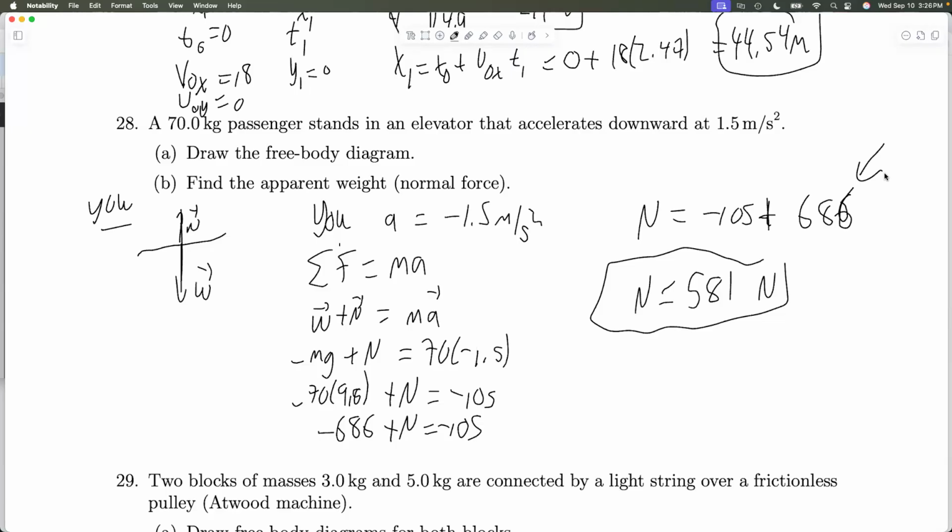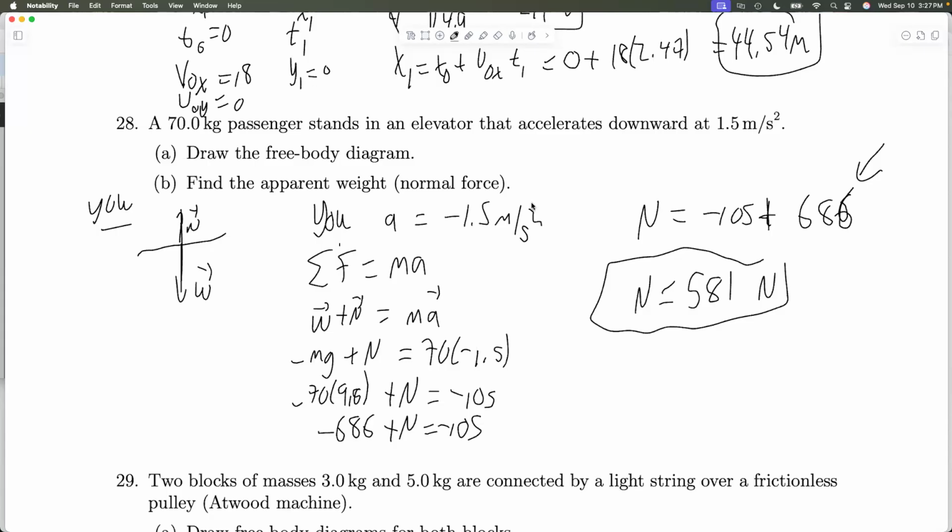686 is what you actually weigh. If you get on a scale and you're standing still, nobody's accelerating, your weight is 686 newtons. If you're in an elevator that's accelerating down, that scale is going to read less. Scales don't read your weight, scales read the normal force. So that scale would show that you weigh less because your net acceleration is down. If you were free falling, the scale would read 0 because you wouldn't be pushing on the scale. Scales read the normal force they apply to you. That's called your apparent weight.